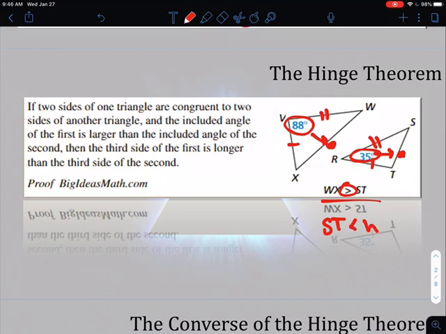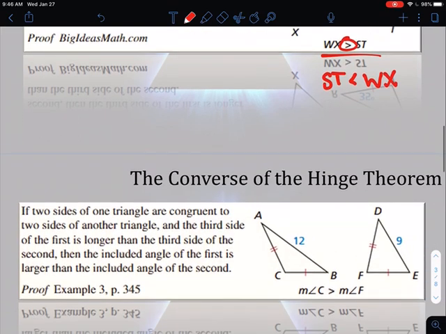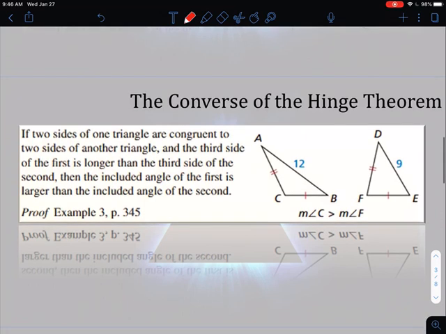And again, we could flip that statement. ST is less than WX because ST is across from the smaller of the two angles. And that's the whole premise of the Hinge theorem. Even if we look at the converse, it says exactly the same thing.